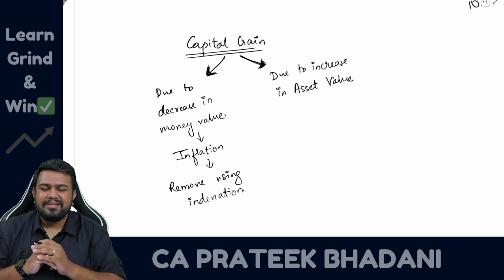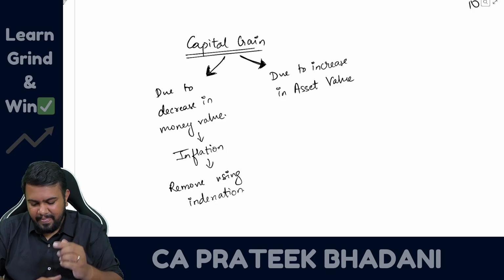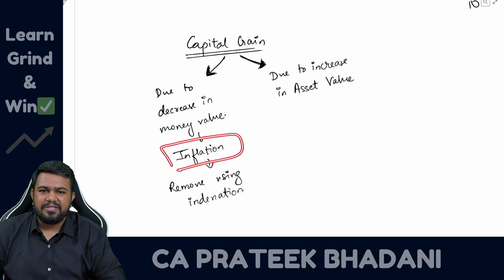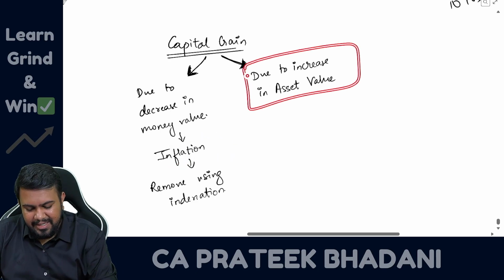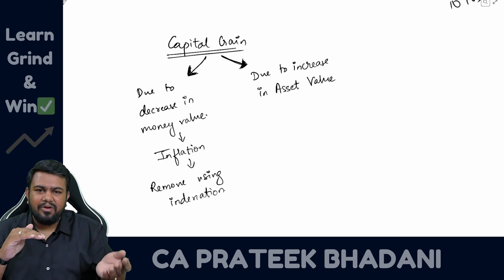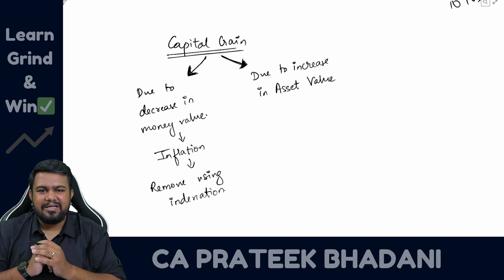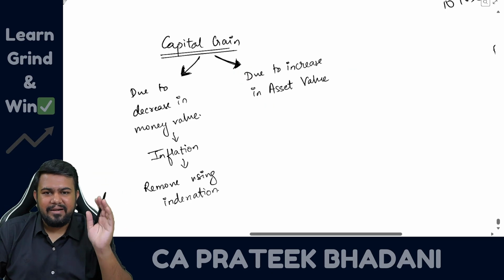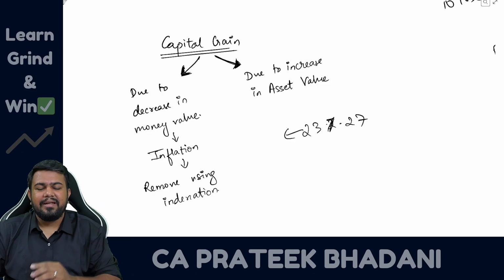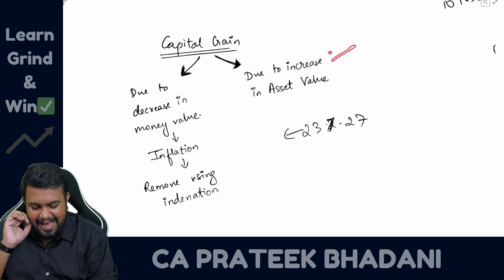Similarly, for all the assets, generally the value of money has come down. That is why all the asset prices keep on increasing. So due to decrease in the value of money, this concept is called inflation. Fine. And second reason is due to increase in the asset value. If the asset value goes up also, you will get a profit. So if money value comes down, then also asset value will increase. So both cases asset value will increase. Now what did the government say earlier, before 23/7/2024? The government told we are only going to tax the increase in asset value, because this is only actual profit.